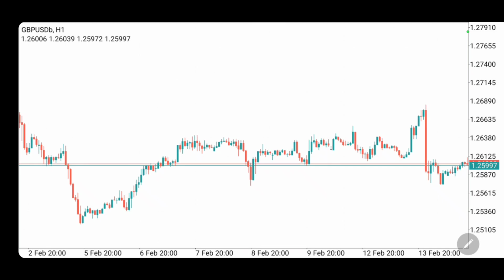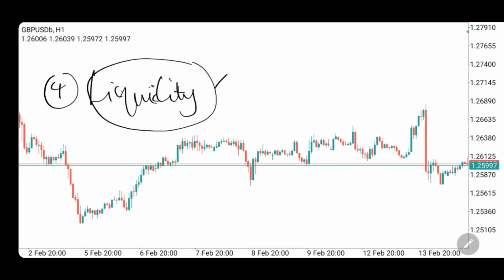So this week I'm going to be showing you part 2 of this series, and the fourth reason why your setups fail. The fourth reason why your setups fail is that you are not paying attention to liquidity pools. Very, very important: liquidity pools. That's the fourth reason why your setups fail.